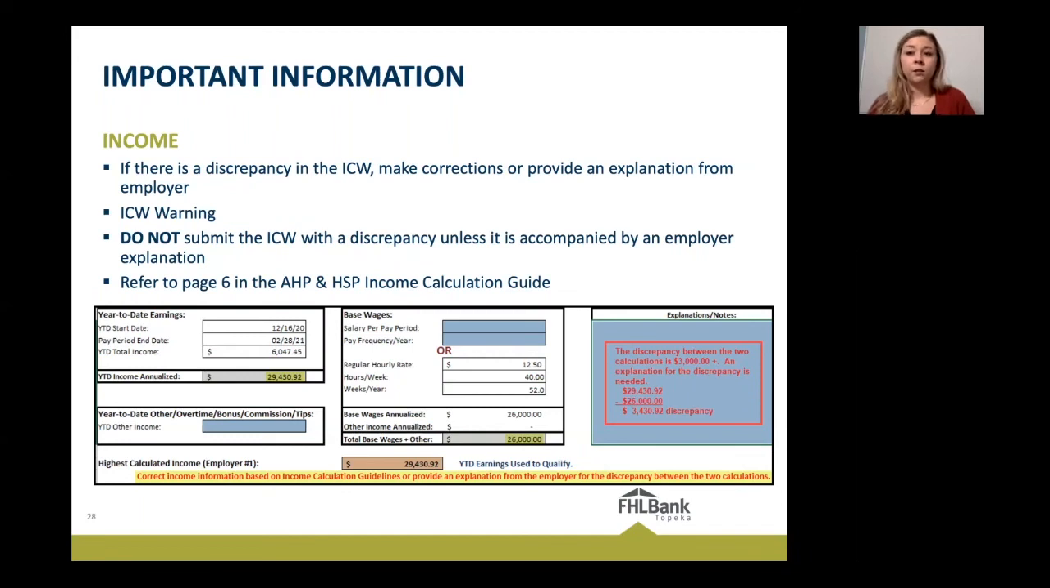Do not submit the reservation request if a discrepancy exists unless it is accompanied by a reasonable explanation from the employer. Refer to page 6 of the AHP and HSP Income Calculation Guide for assistance with discrepancies. The income calculation slides on the training tab also provide helpful information regarding discrepancies. I highly recommend reviewing the income calculation slides as they provide useful and helpful information that will help you have a better understanding of how to calculate income for HSP.